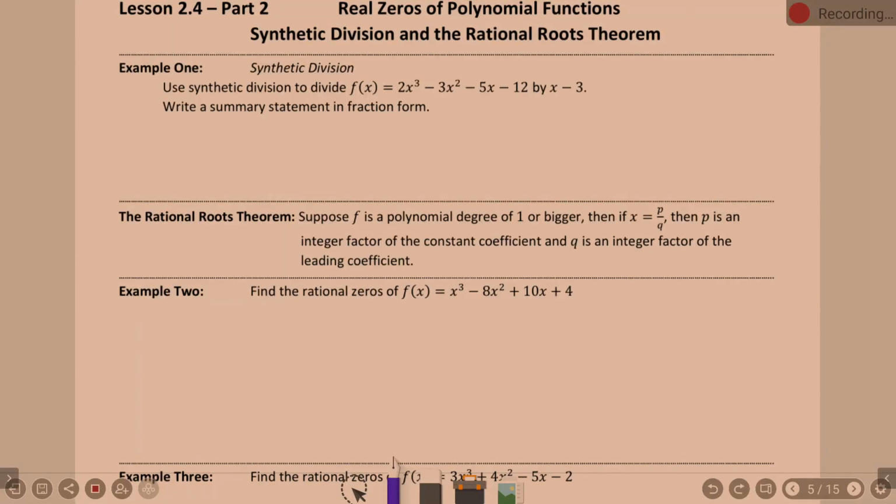Jumping right in. Use synthetic division to divide f of x by x minus 3. Write a summary statement in fraction form. Okay, guys.